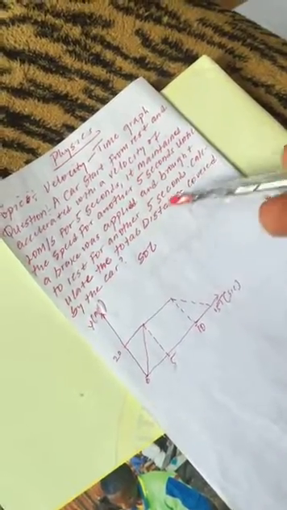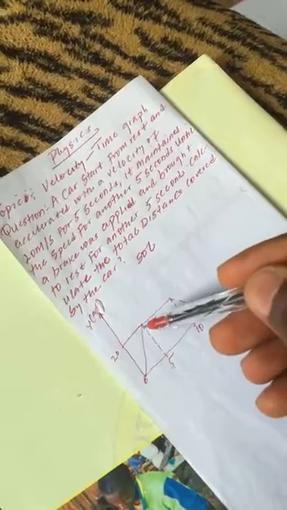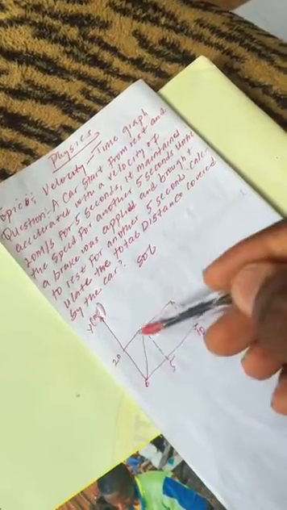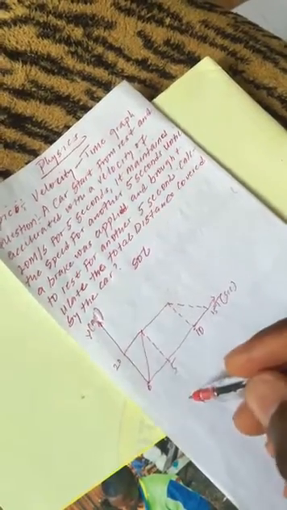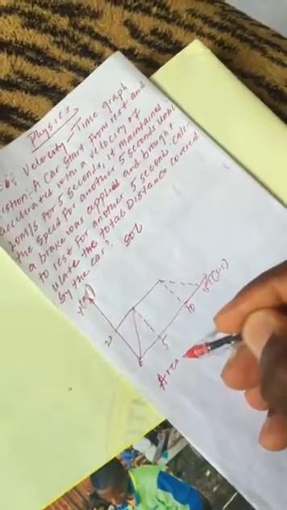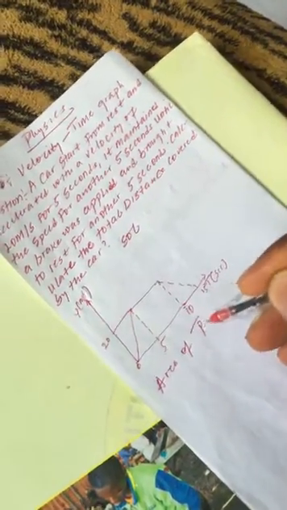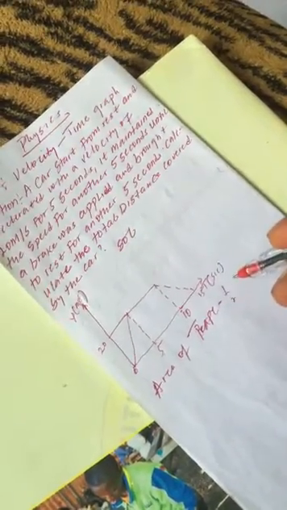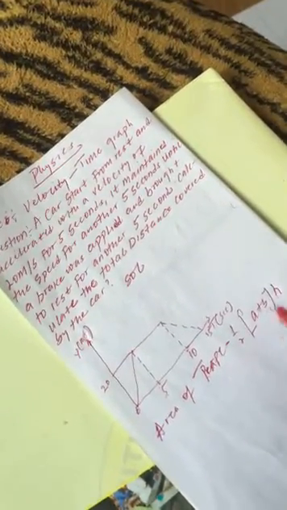Now we are asked to calculate the total distance covered. If you consider this diagram, you discover that this is a diagram of a trapezium. The area of a trapezium is simply 1/2 bracket a plus b times height.